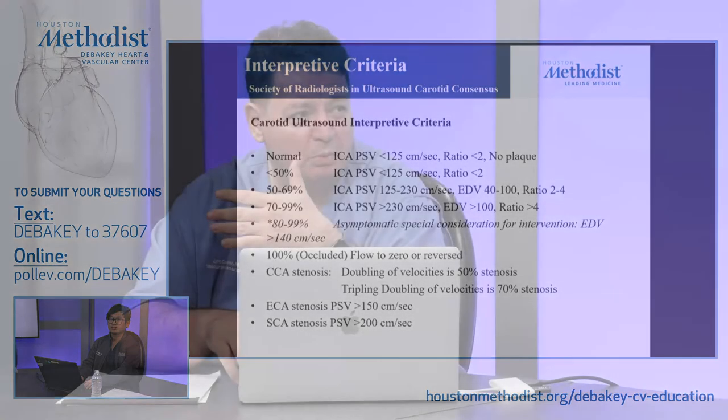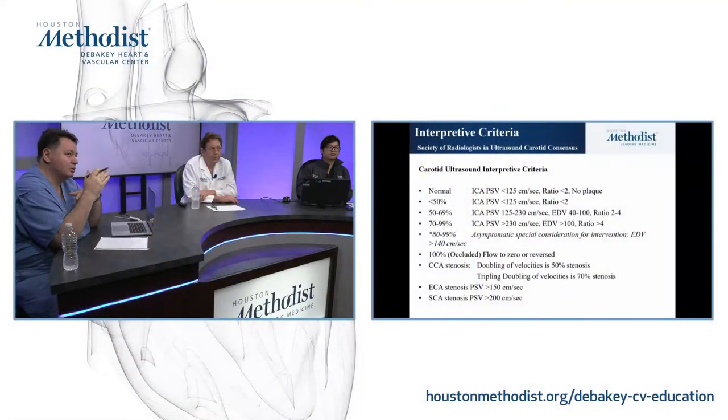And what we're going to do, we'll practice those: peak systolic velocity and end diastolic velocity. Those are the two values we capture. Those two values and the ratio of the mid common carotid to the proximal IC, those three, you see in the scale, and they give us the interpretation criteria for less than 50% stenosis, 50 to 69, 70 to 99. We have a special criterion for asymptomatic carotid stenosis of 80 to 99 when your end diastole is over 140. Those are the really tight ones.